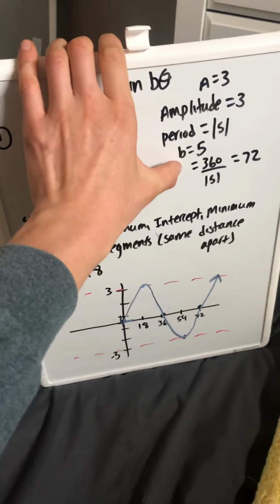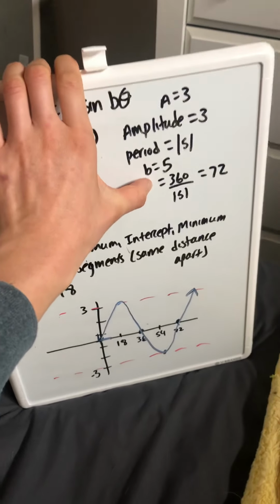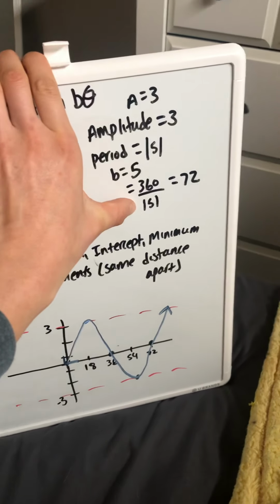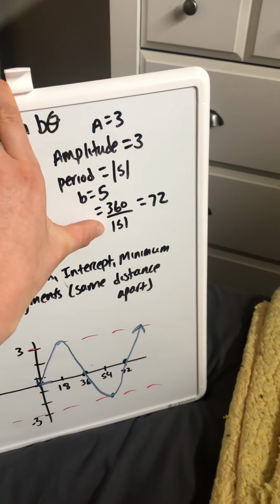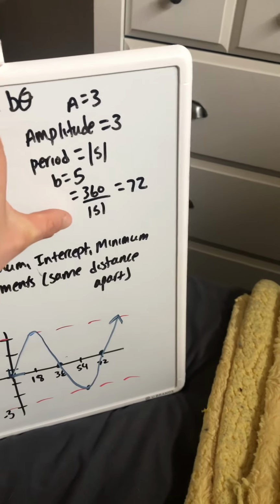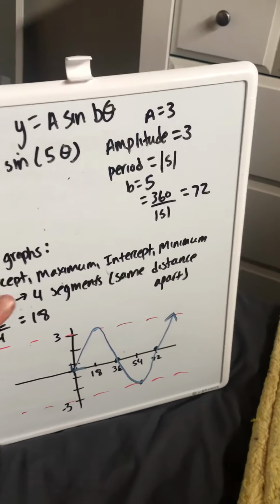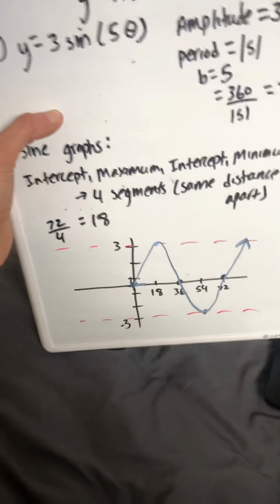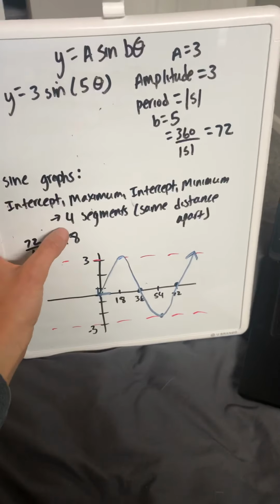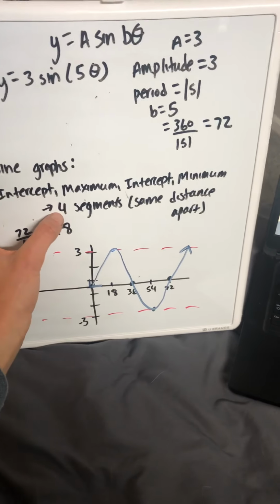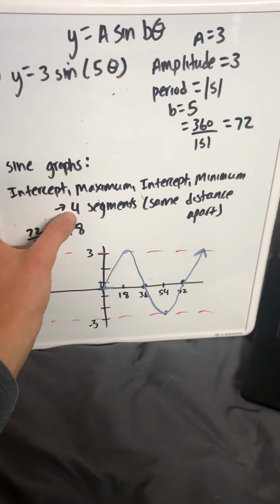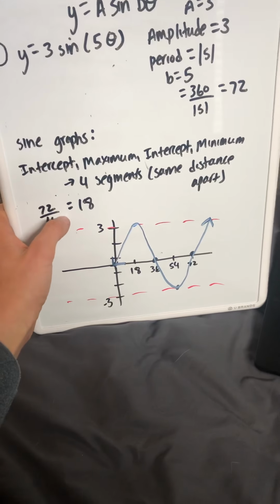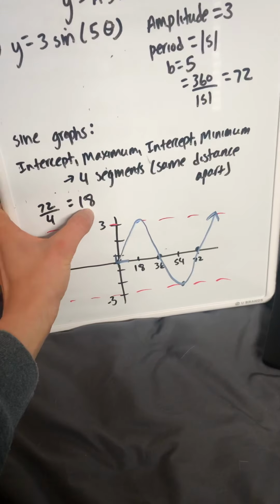So what we do is think about the degrees of our unit circle. So we say 360 divided by the absolute value of b, or the absolute value of 5, which gives me 72. So that's telling me that one full cycle has a period of 72 degrees. So from here, I want to break it up into 4 segments. So this means they are all the same distance apart. So if I take my period, which is 72, and divide it by 4, I get segments of 18.